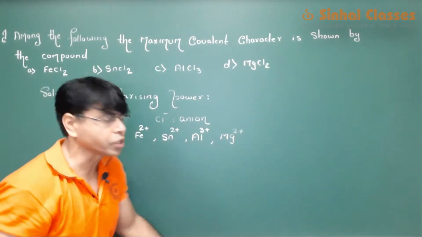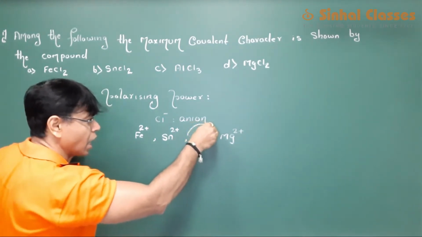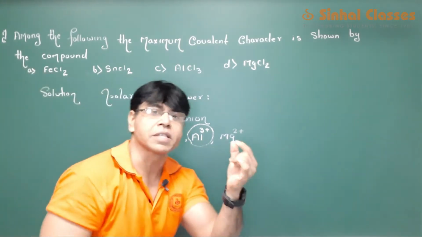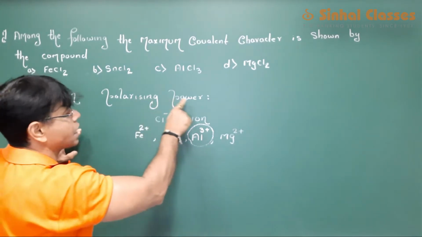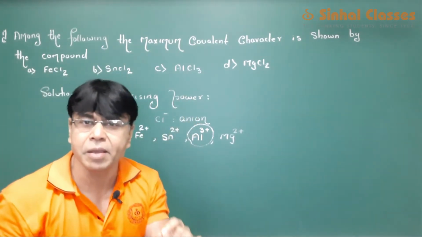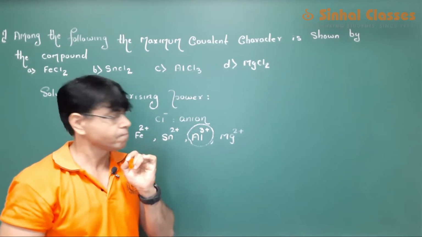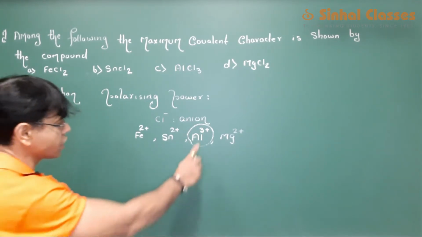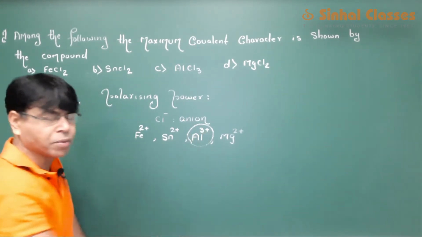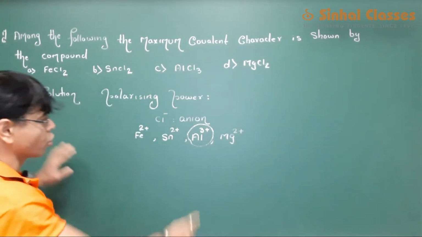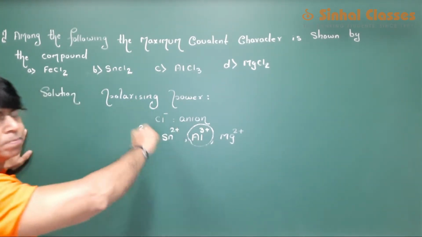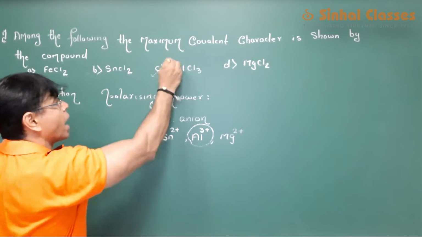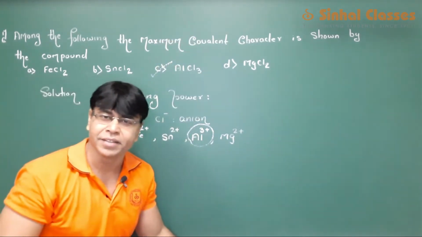So what's your observation here? Aluminium has maximum charge. As a result, size is very small. So polarizing power is directly proportional to the charge. So you see, maximum charge is shown by aluminium, which has a very small size. So polarizing power is more for this aluminium. Therefore, maximum covalent character will be shown by aluminium chloride.